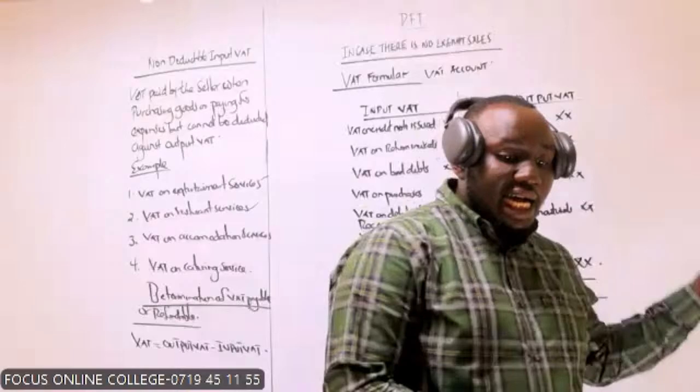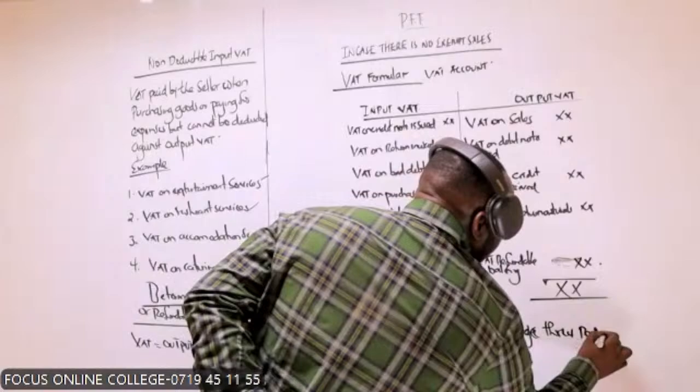So number one, I want to talk about the credit note. Understand that a credit note is used to correct an overcharge. Are we together? A credit note is used to correct an overcharge. So therefore, we know that it reduces.